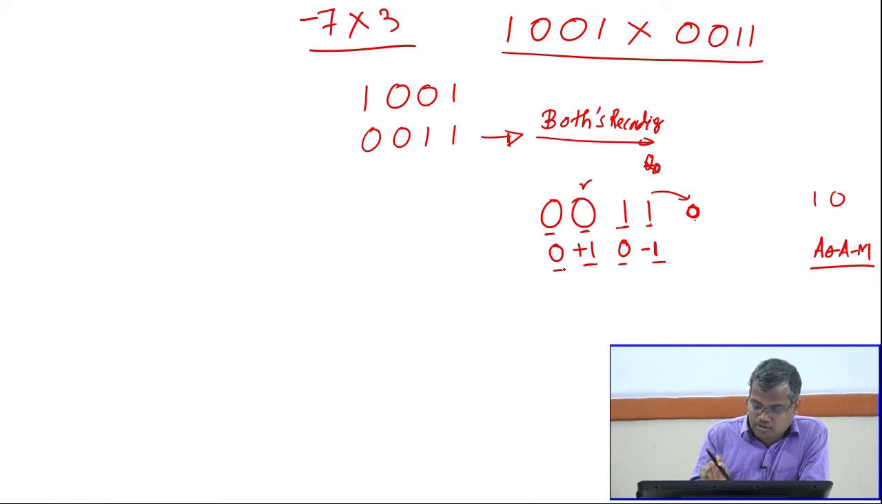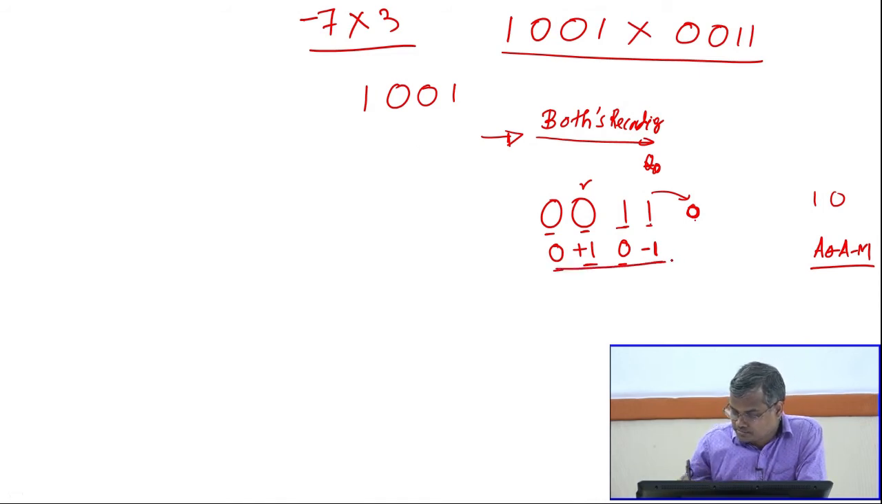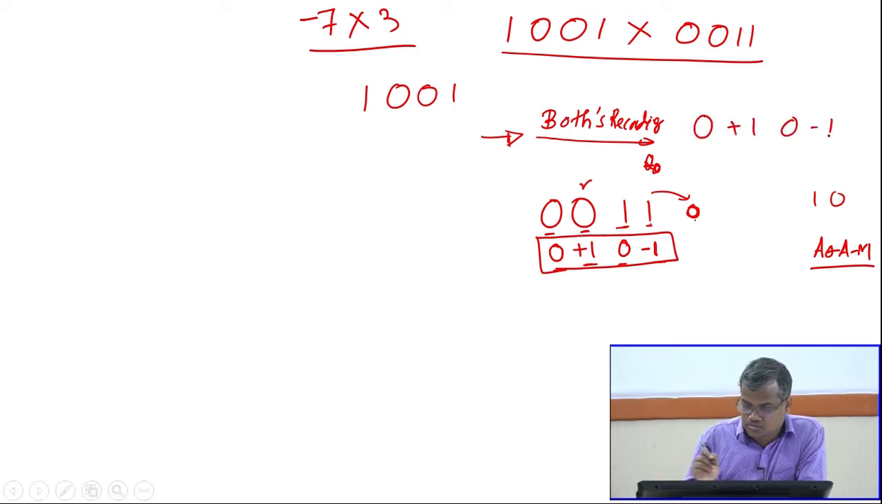So, instead of writing the multiplier bits 0 0 1 1, we can write this part. This is called Booth's recoding. So, Booth recoding is 0, plus 1, 0, minus 1. So, here below we can write minus 1, then this is 0, this is plus 1, and this is 0.